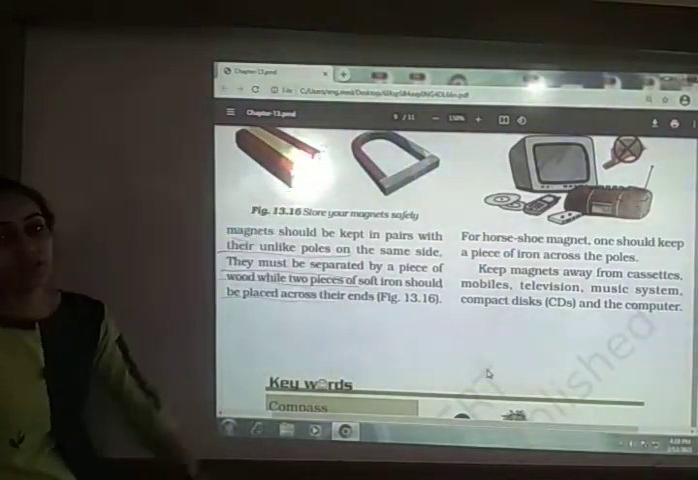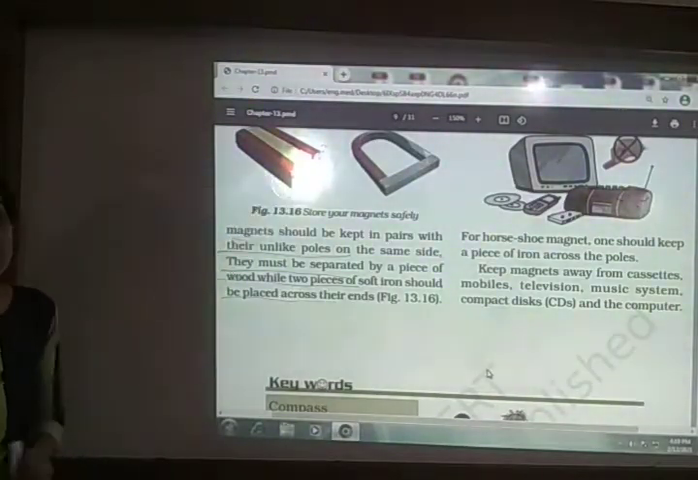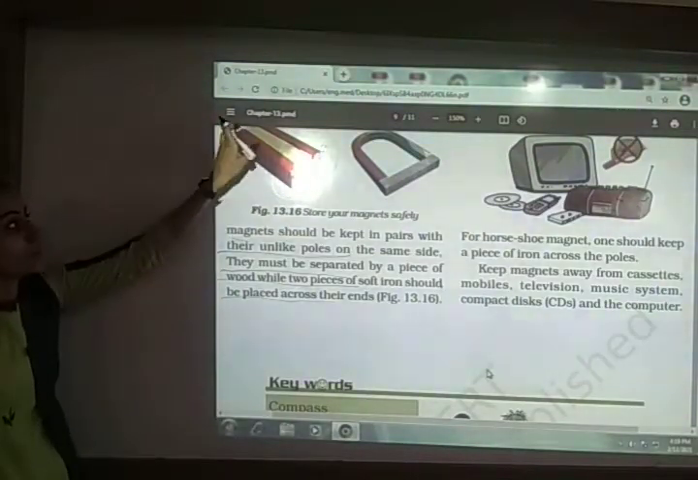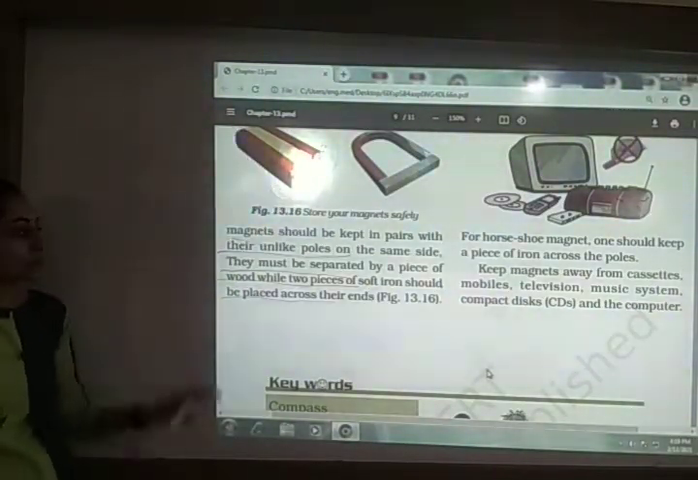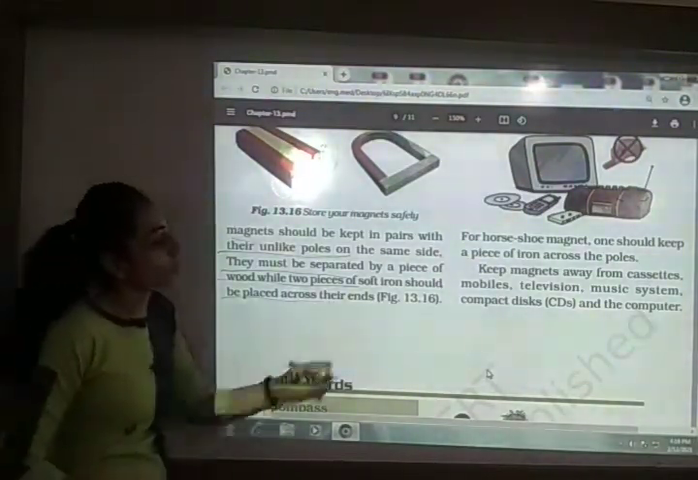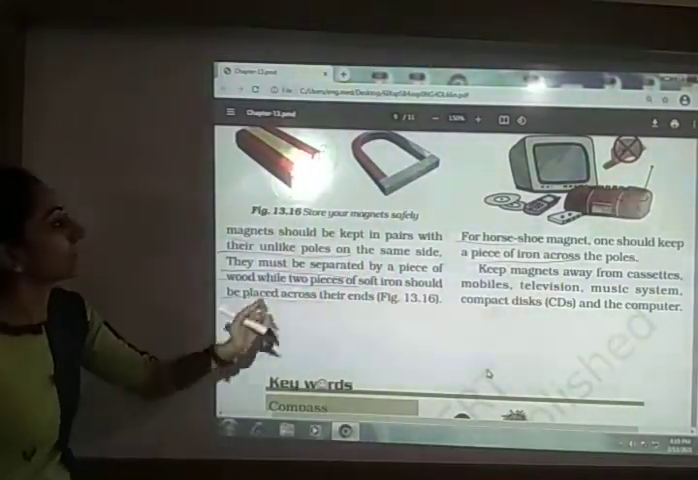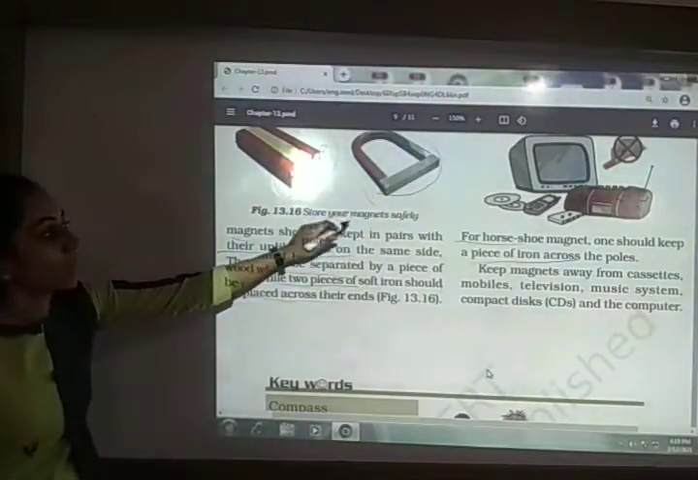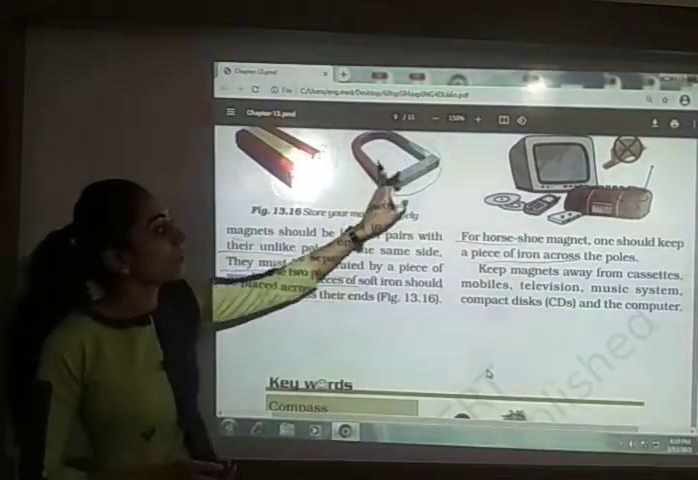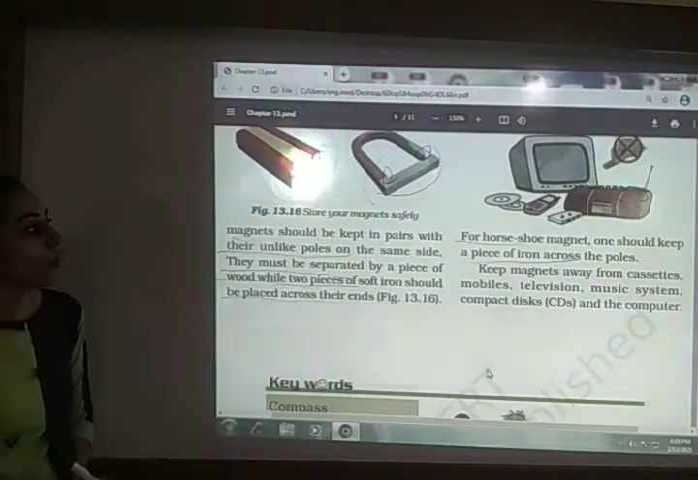Here this one is the wooden piece, so the wooden piece goes in between them, and again here we have to place the iron piece along the ends on both sides, on this side as well as on this side. So this is how we can store the bar magnet. Now the horseshoe magnet. For a horseshoe magnet, one should keep a piece of iron across the poles, as shown in the figure. We have to put the iron piece near the ends of the horseshoe magnet, like this one. So this is how you can store the horseshoe magnet.